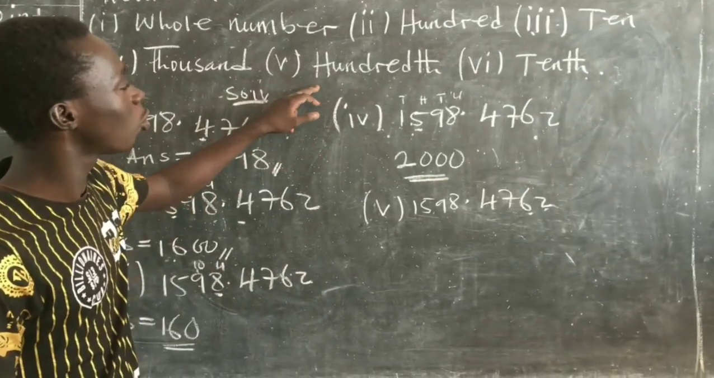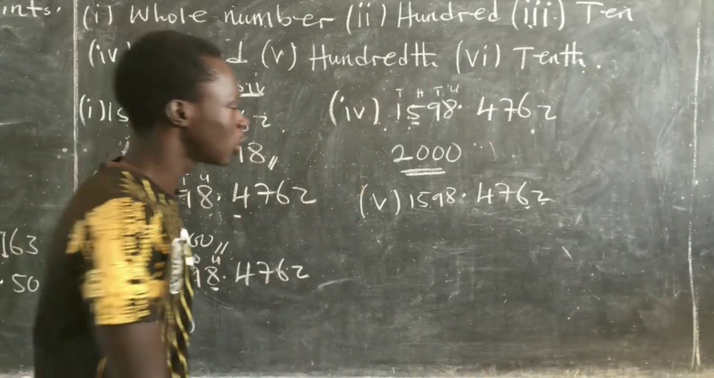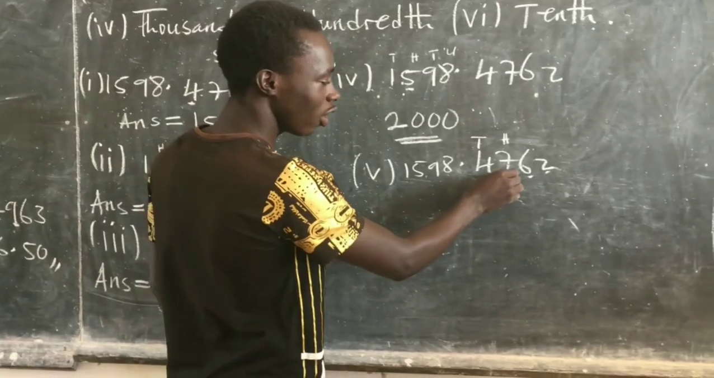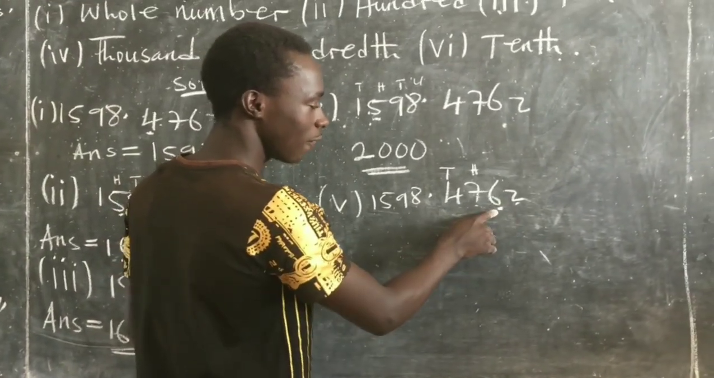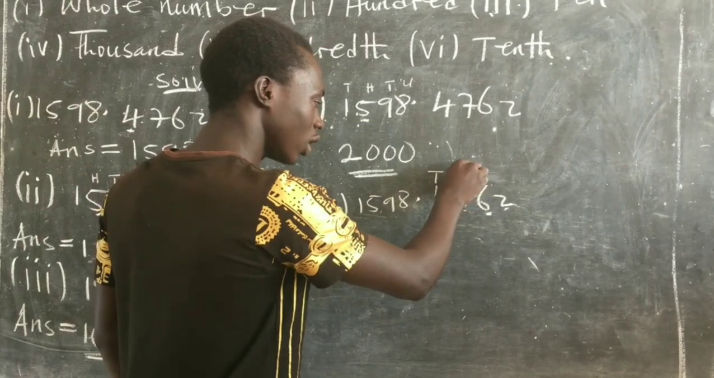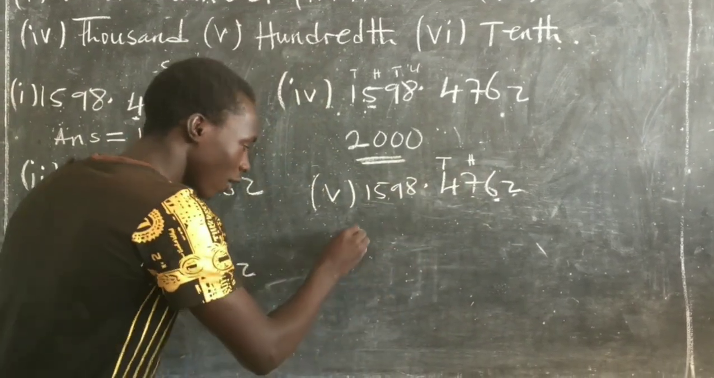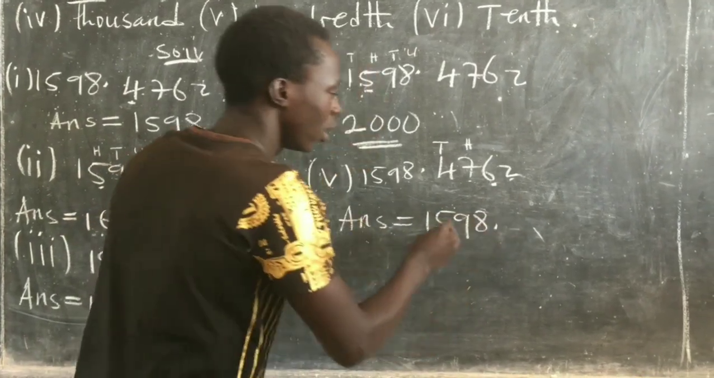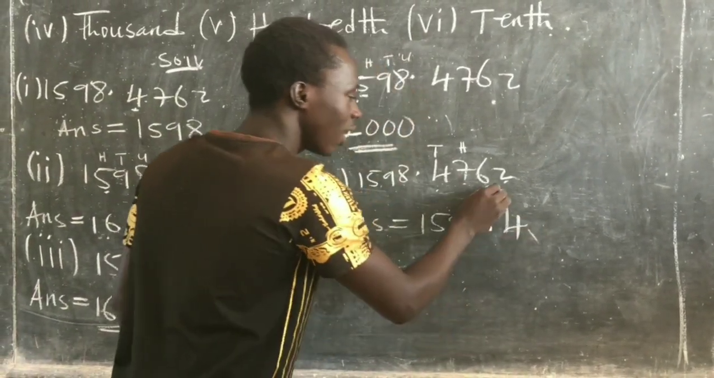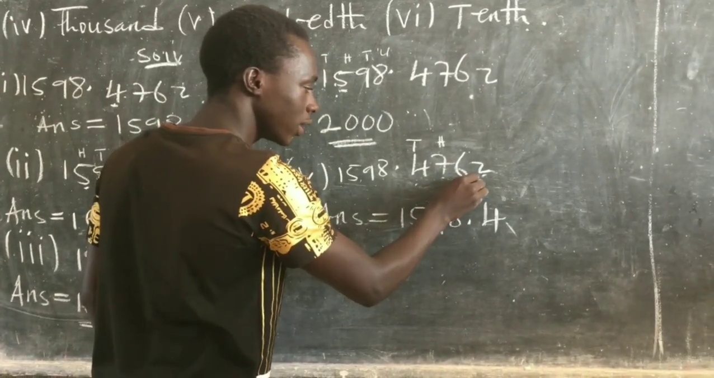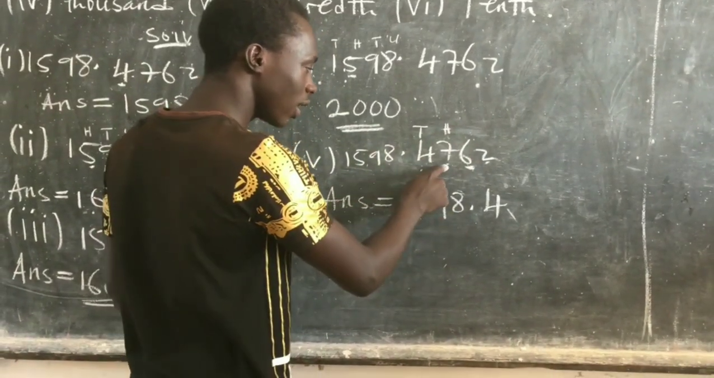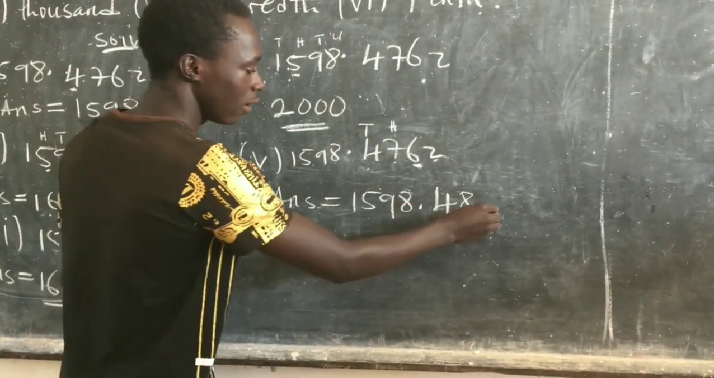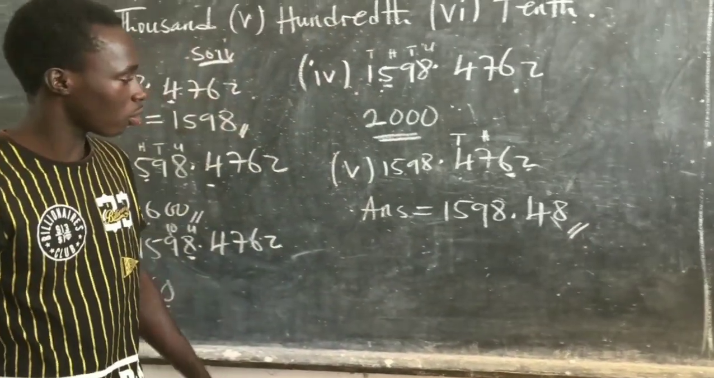Roman figure 5, to nearest 100 with TH. So this is the 10th digit, the 100 digit. So the next number after the 100 digit is 6. It is greater than 5. So we have to take 1 from it and add it to this one. This will be 8 now. So the final answer will be 1598 point 4. Then this 7, because we take 1 from this 6 and add it to this 7, it will become 8. This is the final answer.